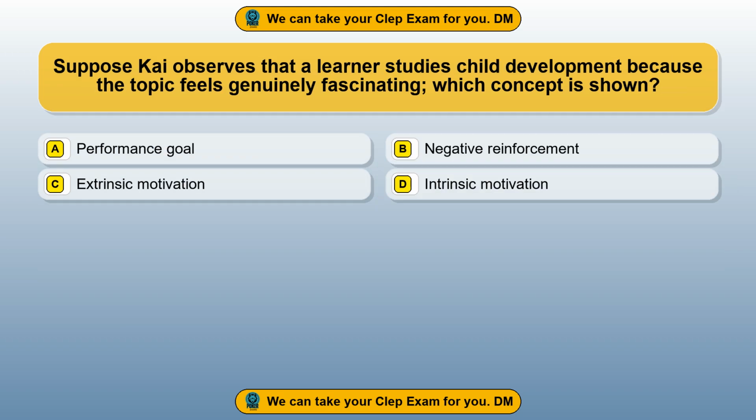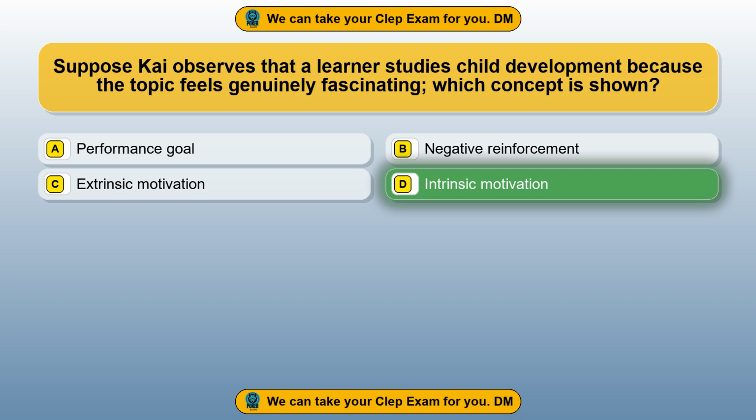Question 26. Suppose CLEP observes that a learner studies child development because the topic feels genuinely fascinating. Which concept is shown? Option A, performance goal. Option B, negative reinforcement. Option C, extrinsic motivation. Option D, intrinsic motivation. The correct answer is option D, intrinsic motivation.